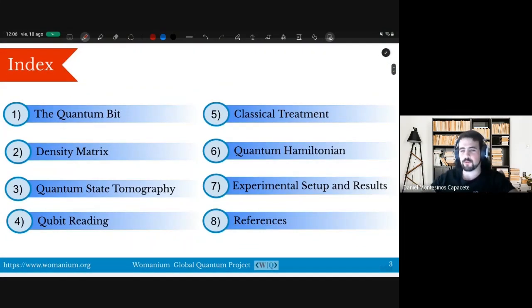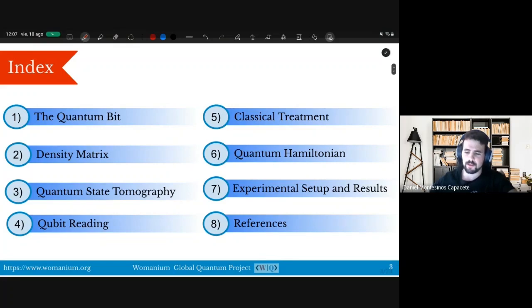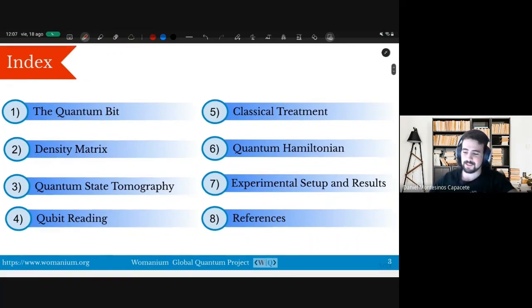So at first, we are going to revisit a few concepts that we have already seen, but that will be very fast, like the quantum bit or density matrix. After that, we will go into more difficult things, such as quantum state tomography, and how we read the qubit state in the system. Also, after that, we will do the classical and quantum treatment of the movement of the trapped ion in the trap, right? I will explain this better.